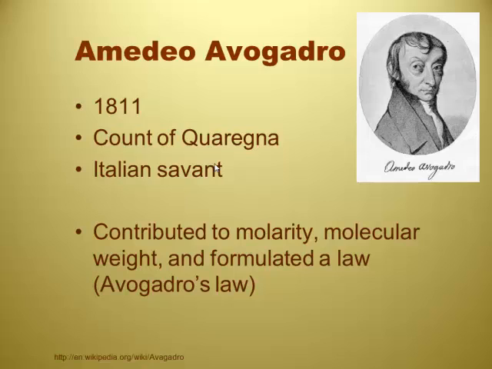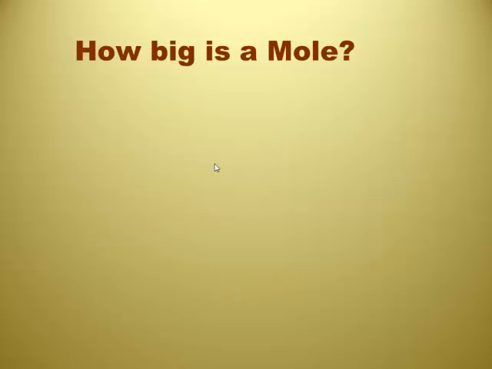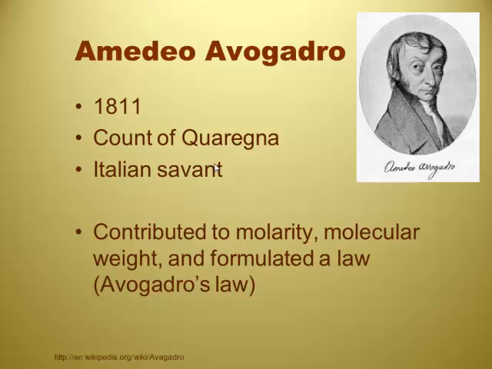Okay, so who came up with the idea of a mole? It turns out that this guy, Amedeo Avogadro, figured it out in 1811. He was the Count of Quaregna. He's Italian. And he also happens to be a savant, which means that he's really, really good at certain things. Some savants are good at music, some are good at math. He's good at math. He came up with the idea that a certain amount of a substance should be equal to the same number of particles. We now call it Avogadro's number, which is 6.02 times 10 to the 23rd atoms.